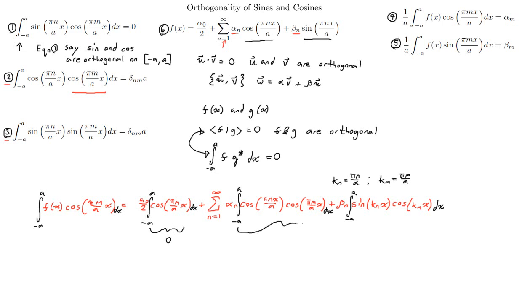Now, what about this one? Well, that's why we have equation 2. This is just equation 2, which says that this becomes a delta sub nm times a. And what does this mean? Well, this equals 0 when n doesn't equal m, and it equals 1 when n is equal to m. That's what this symbol means. So if n is not equal to m, then this is 0, but if n is equal to m, then this is equal to a.